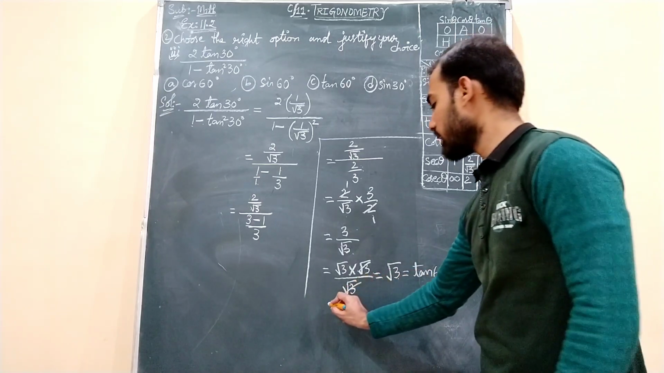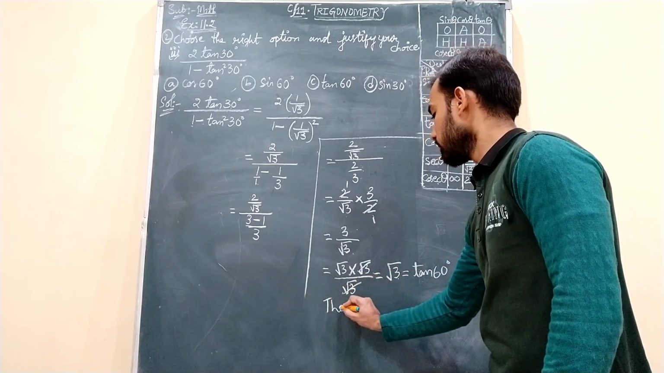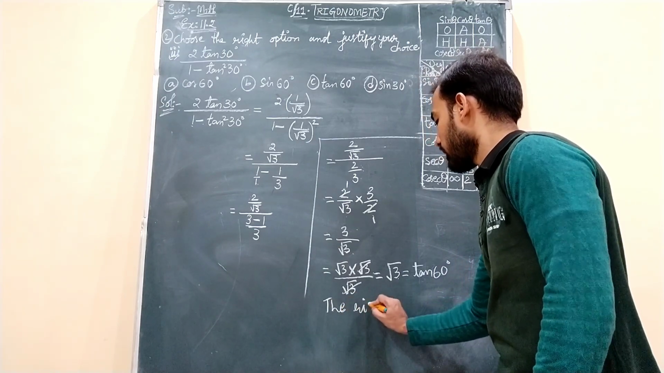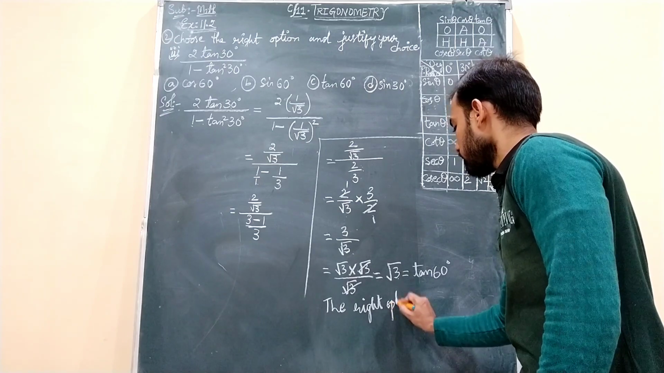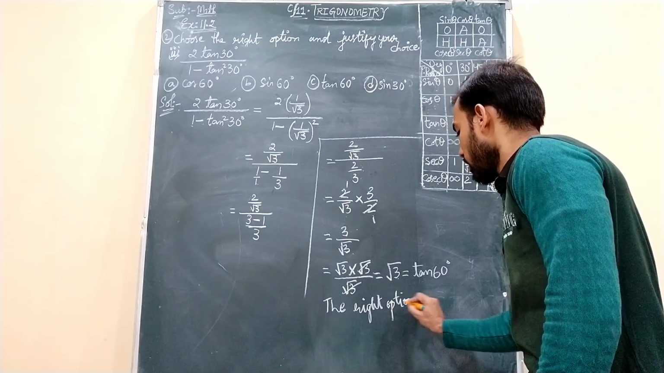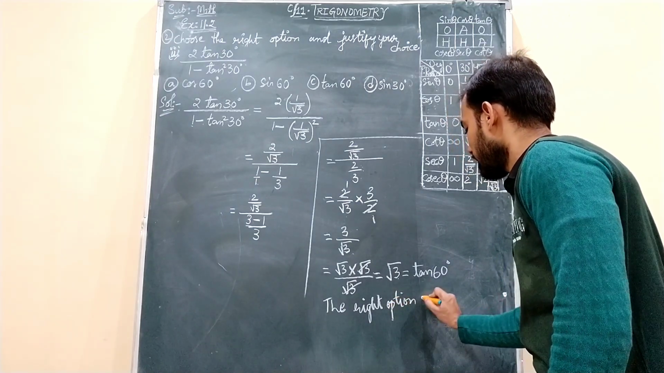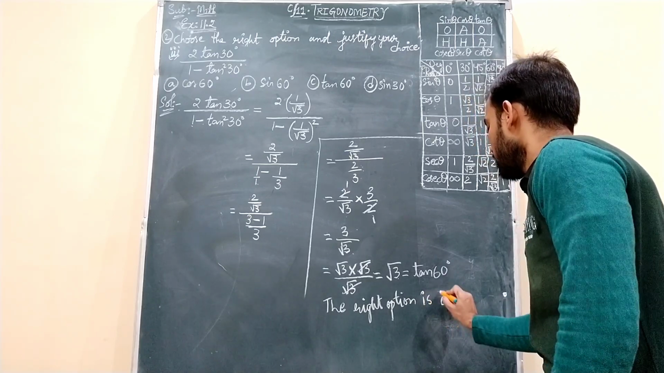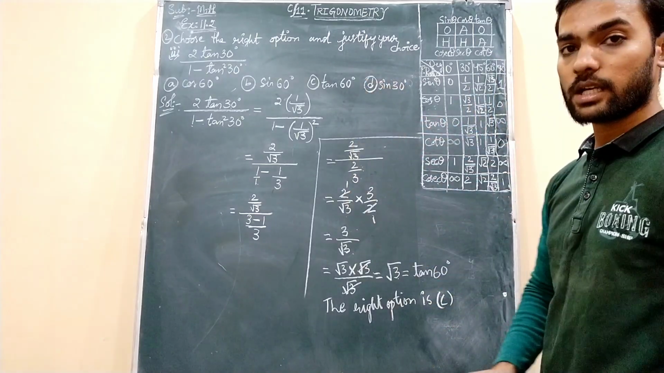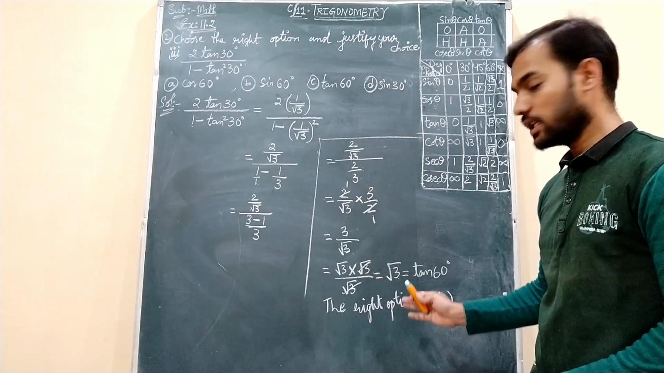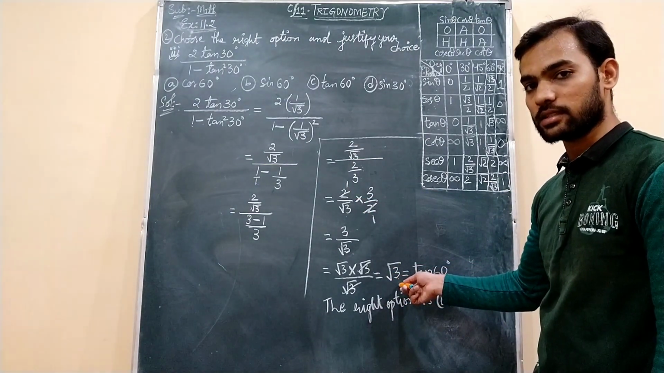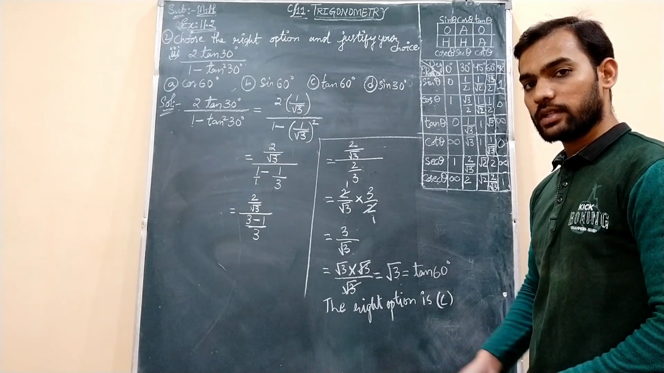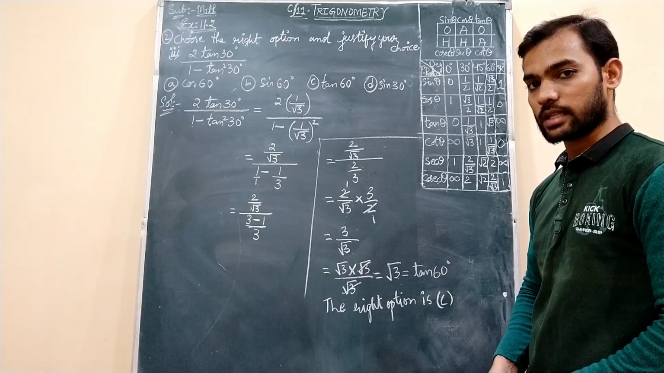So you have to write at last the right option. The right option is C. Okay, because option C is tan 60, that after simplification we got as root 3, which is nothing but tan 60. Note down this one. Then we will do question number 3 of this exercise.